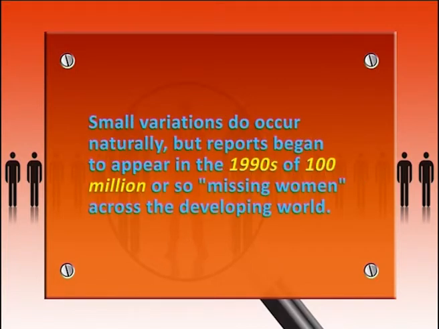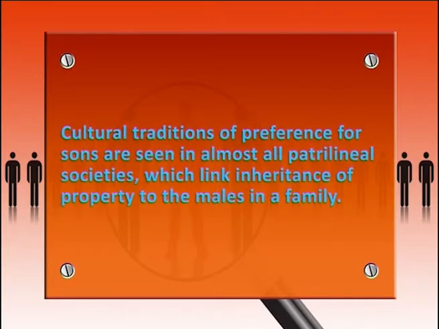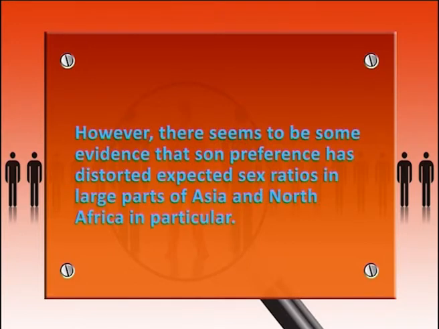Small variations do occur naturally, but reports began to appear in the 1990s of 100 million or so missing women across the developing world. Cultural traditions of preference for sons are seen in almost all patrilineal societies, which link inheritance of property to the males in a family. However, there seems to be some evidence that son preference has distorted expected sex ratios in large parts of Asia and North Africa in particular.